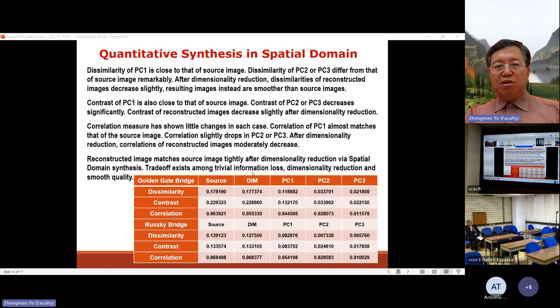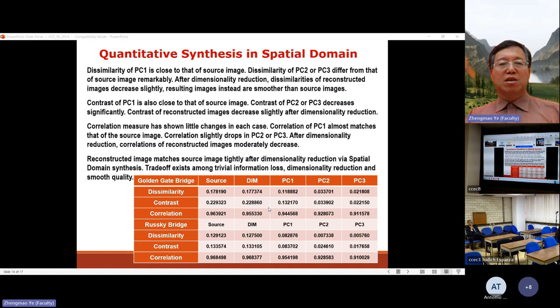Now the contrast for PC1 is also close to that of the source image. The contrast of PC2 and PC3 decreases significantly. The contrast of the reconstructed image decreases slightly after dimensionality reduction.